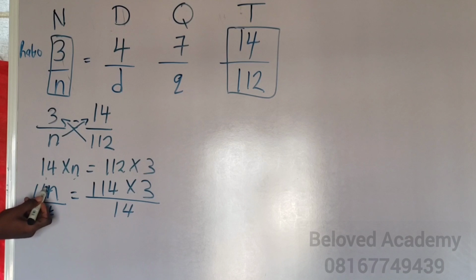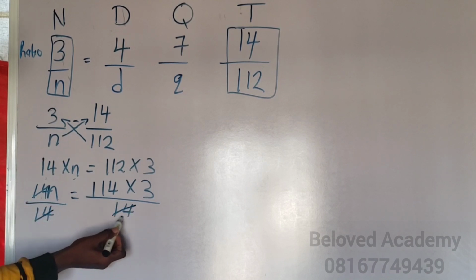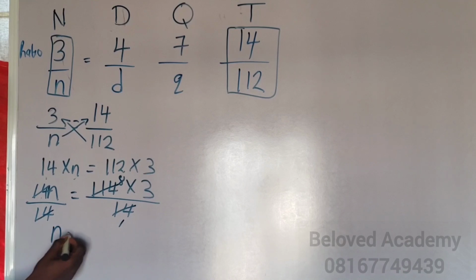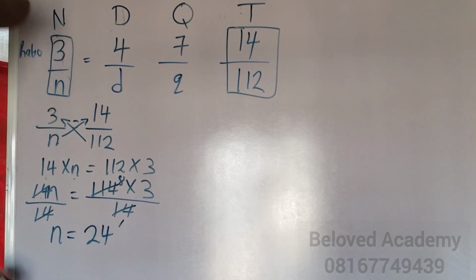So this 14, we eliminate this 14. And this 14 here can give this, I'm going to have 8. Do you understand? So n is equal to 8 multiplied by 3. That is 24. So the total number of nickel coins that is present in the jar is 24 nickel coins. So that is it. Do you understand? Now let's go for another.